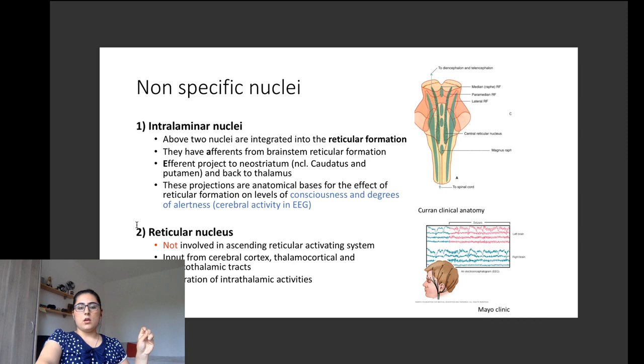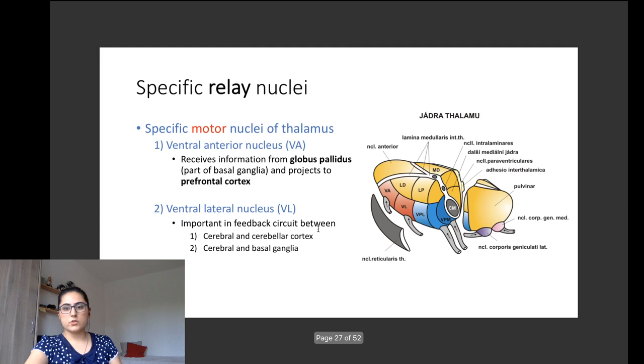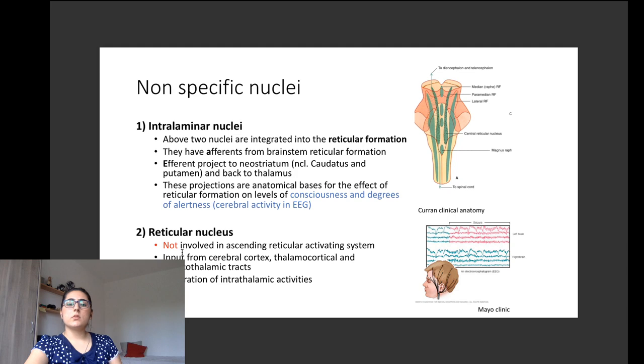Reticular nucleus. It's one of my non-specific nuclei, which is this guy over here. Even though it's called reticular nucleus, it's not involved in my reticular ascending system. This is my reticular formation, so it's not associated with that. My reticular nucleus is going to receive info from my cortex, thalamus, and corticothalamic tracts, and integrate. So we're just going to integrate the information between the brain structures. So not that important. I would say that the intralaminar nucleus, with consciousness and alertness, is pretty important.